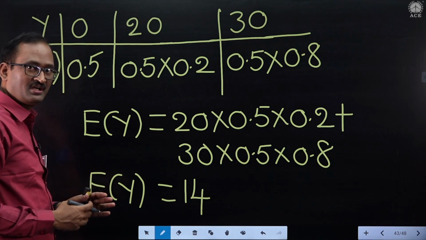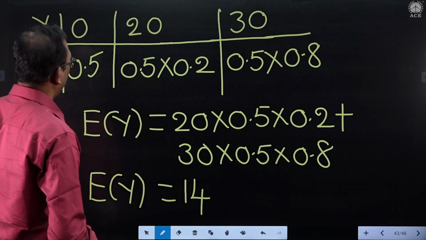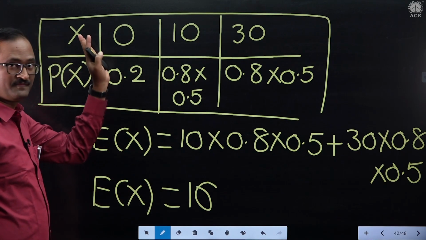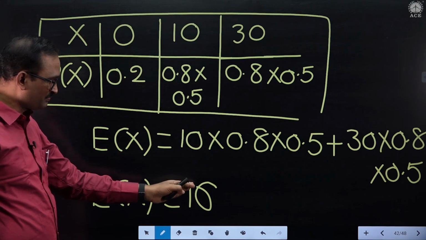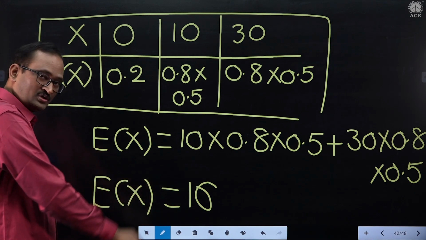Now in which order are we getting expected marks higher? In this order, first question A and then question B, we are getting the highest marks. Maximum expected marks is 16.